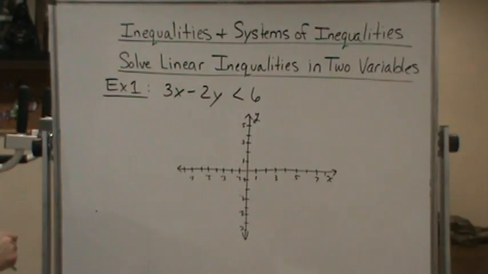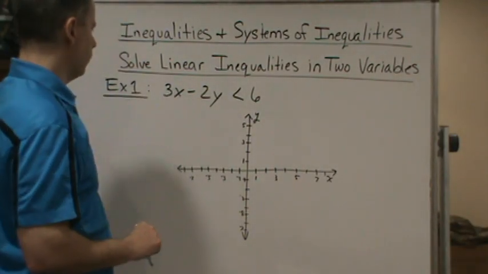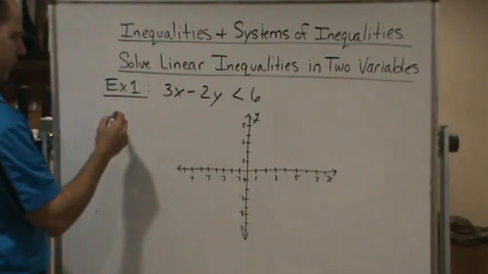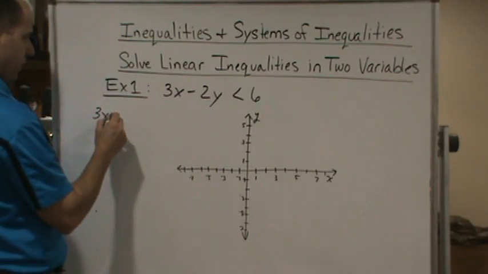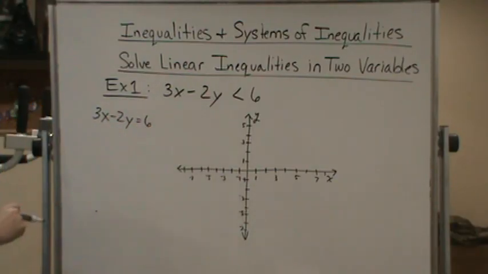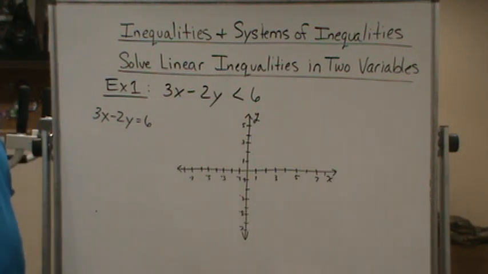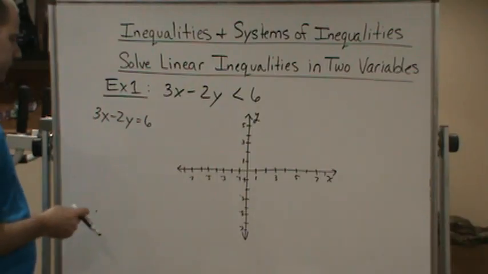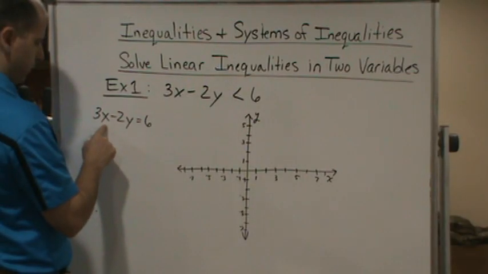Okay, so now, the first step is we're going to change this to an equation, right? So I'm going to change this to 3x minus 2y is equal to 6. And so now we want to graph this, so all we need is 2 points. So 2 easy points would be the x and y intercept, right? So let's make x 0.